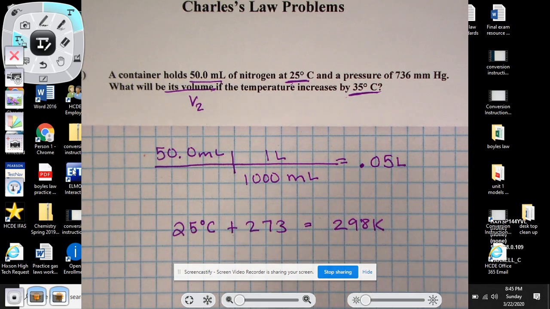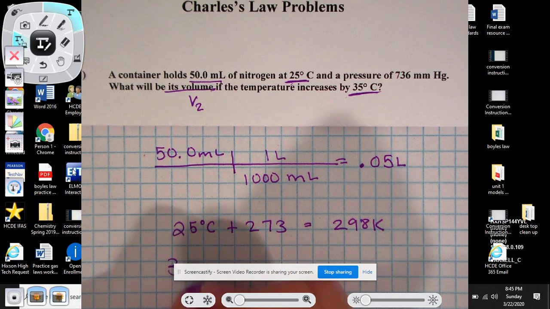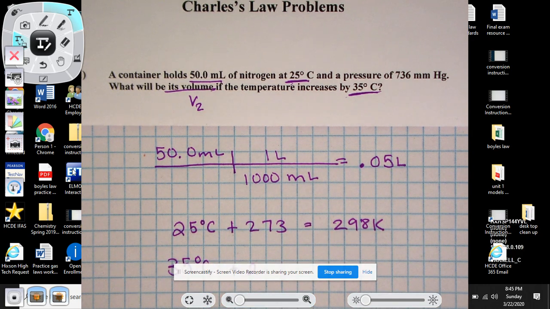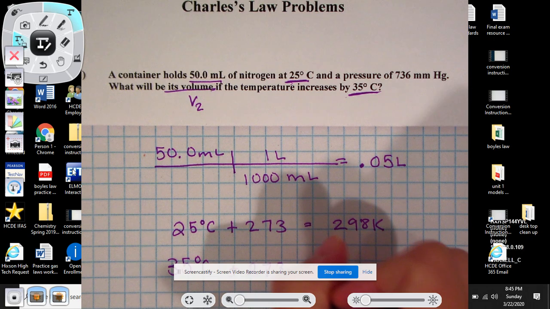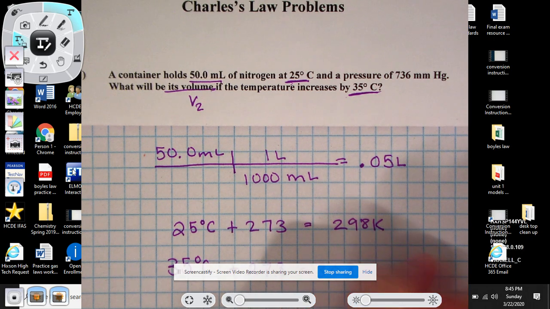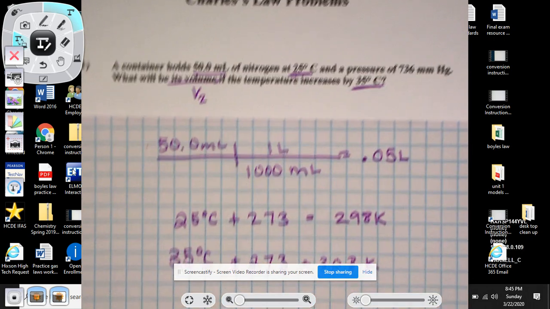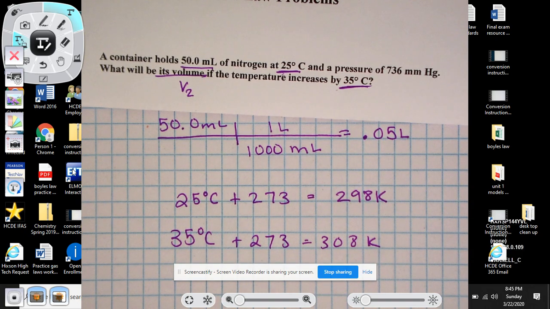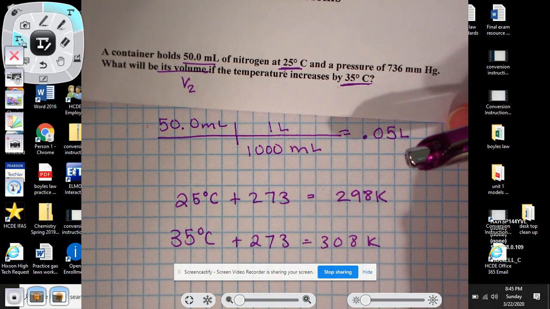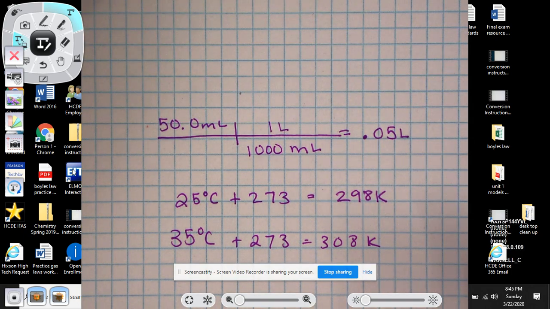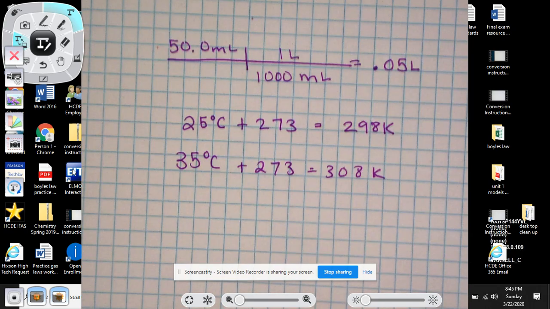All right, and then we have 35 degrees Celsius, and that needs to be converted as well. I'm just going to go ahead and use the calculator. And that's going to give you 308 Kelvin. So all I did was get everything into something where I can manipulate what I need. I'm going to move that for now so that you guys can see the actual work.